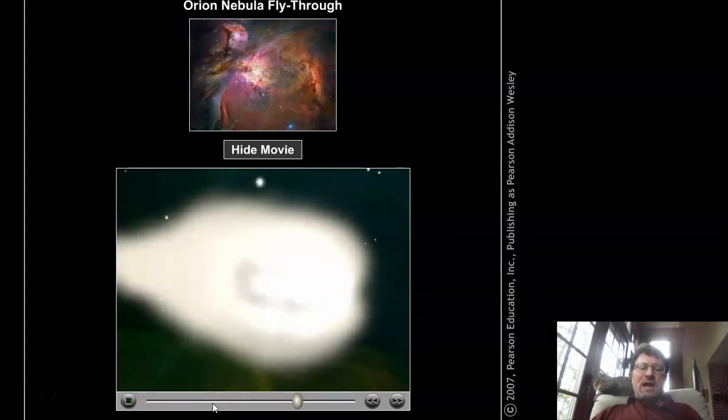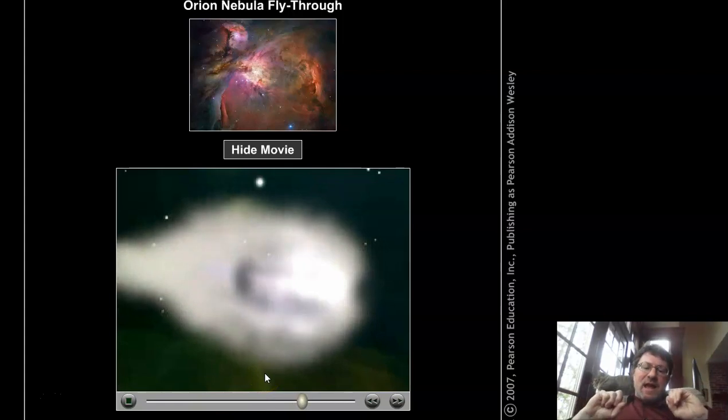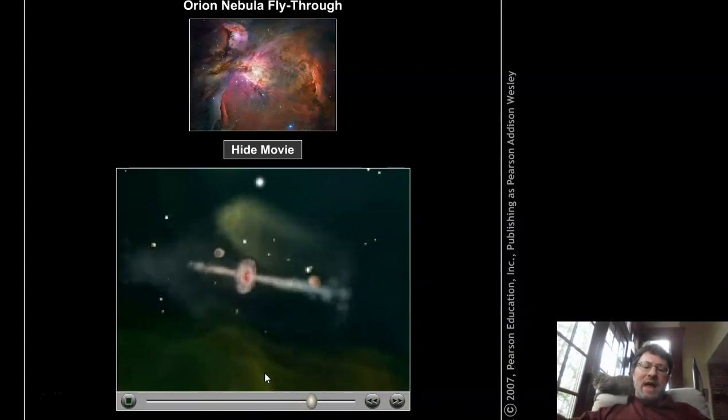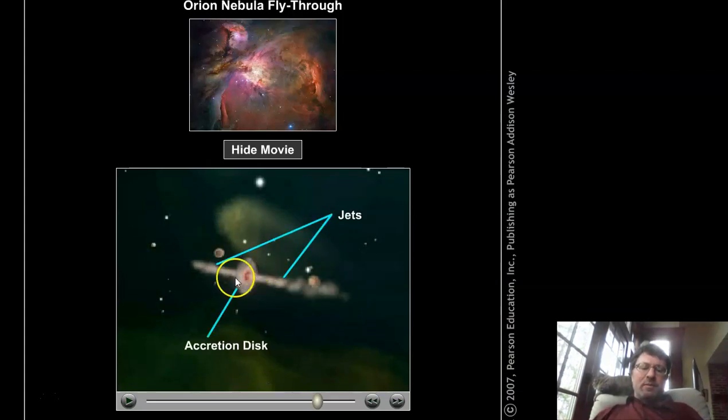And so over time, what would happen is that the solar wind would blow away the surrounding material and be left with the star, a disk of material around it, and these jets that come off. These are called T-Tauri systems when they look like this.